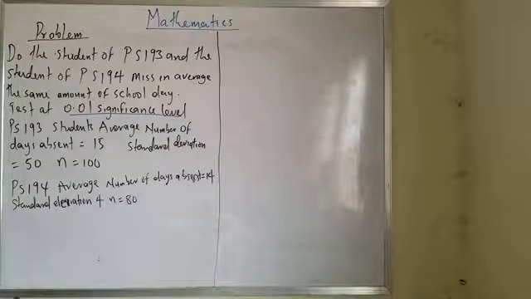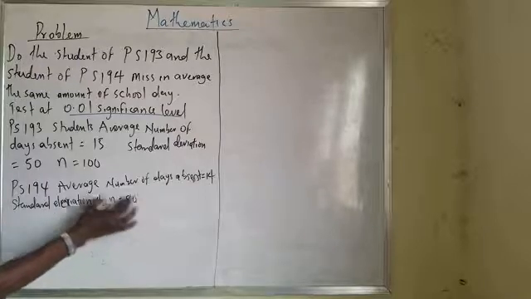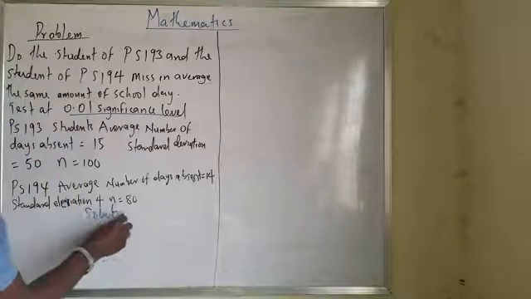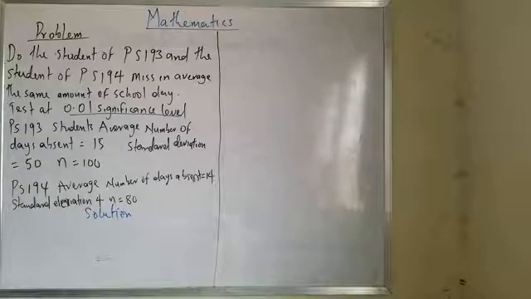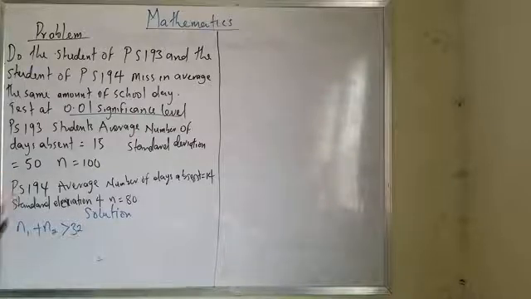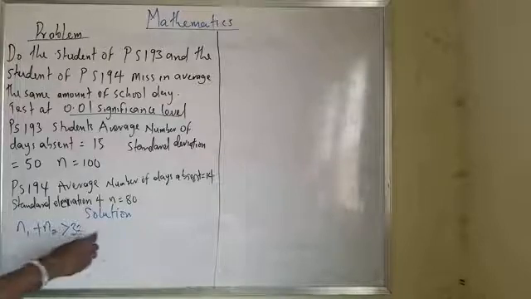First thing you need to consider is that this is a two-tail test of hypothesis. We have 1 and 2 because we're having PS193 and PS194. Please take note of that. Solution to this problem: the first thing I need to understand is whether n1 plus n2 is greater than 32. If yes, we are running to the Z test.